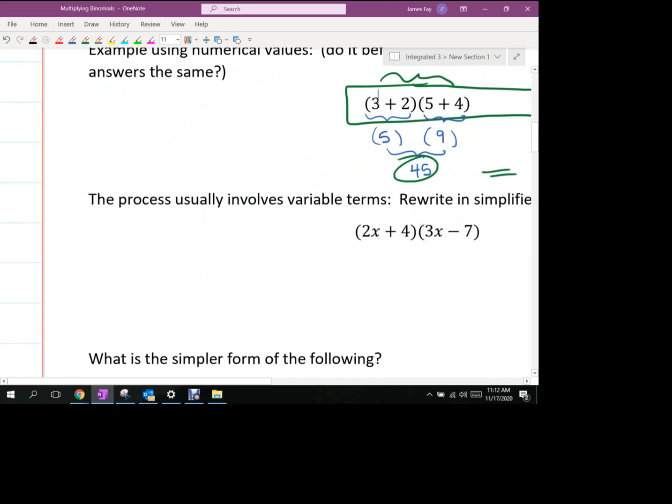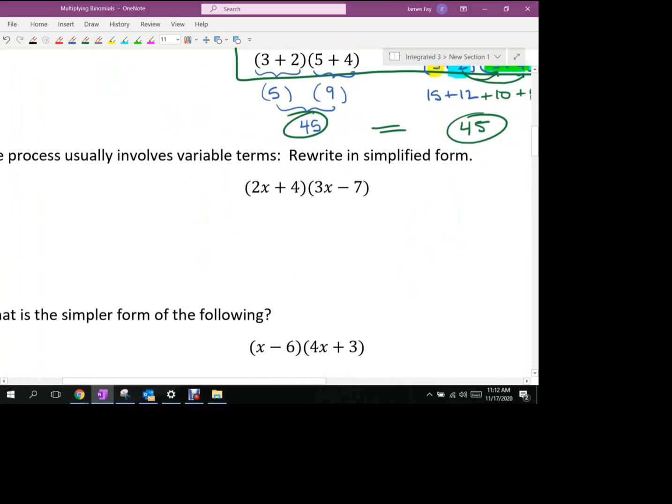So it says this process usually involves variable terms like this one. Remember what x represents. X represents just a number. So if x was 2, this 2x would actually be 4, so we'd have 4 plus 4. And this 3x would be 6, so we'd have 6 minus 7. We could then do those two procedures we did in the previous example. But because we don't necessarily know what x is, I just randomly chose 2, x is really representing all numbers that we could ever possibly choose. So we want to develop a rule that allows us to determine what this is going to look like with the x's in there.